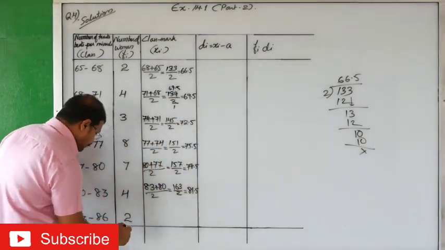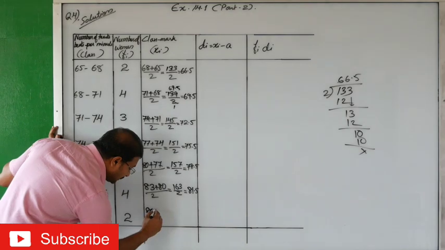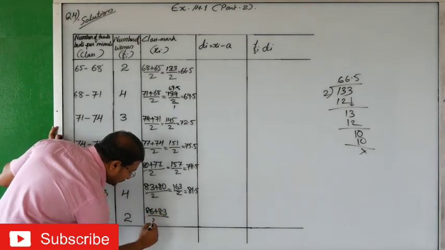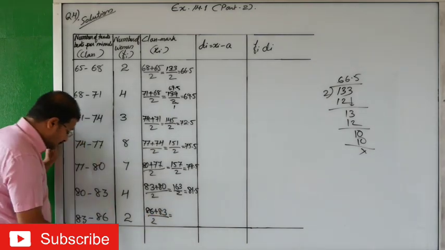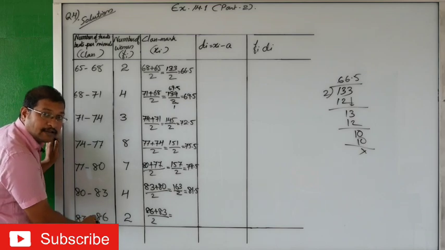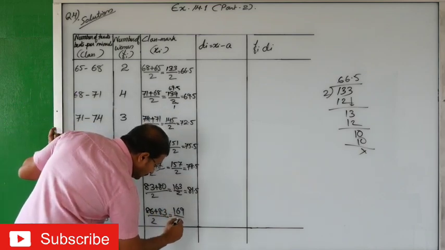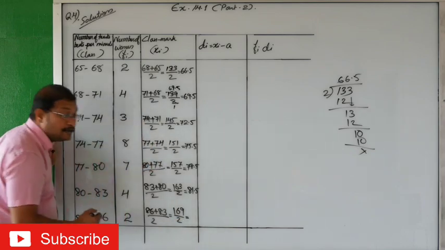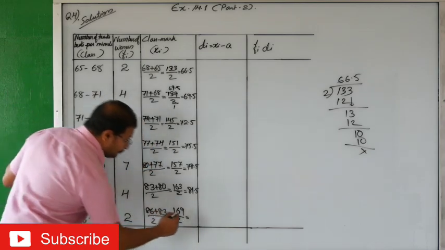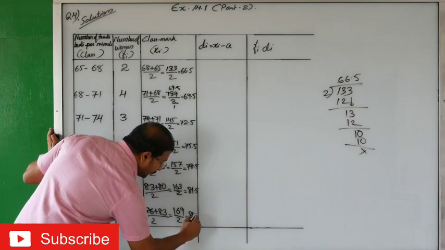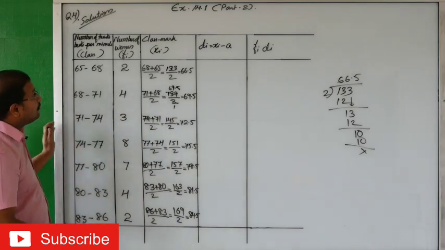Next step. 86 plus 83 divided by 2. That means 169 divided by 2 equals 84.5. That means what we got? The class marks.